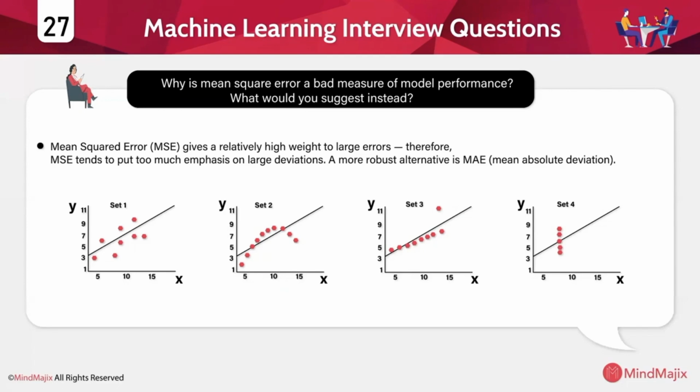MSE gives a relatively high weight to large errors. Therefore, MSE tends to put too much emphasis on large deviations, and a more robust alternative is the mean absolute deviation. So as compared to MSE, the mean absolute deviation is the better one. They also want some reasoning from your side on why MSE is not good or is a bad measure of model performance. Whatever answer you give, at the same time you should be able to give the correct alternative.